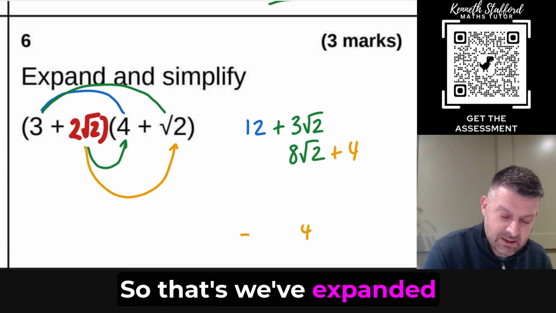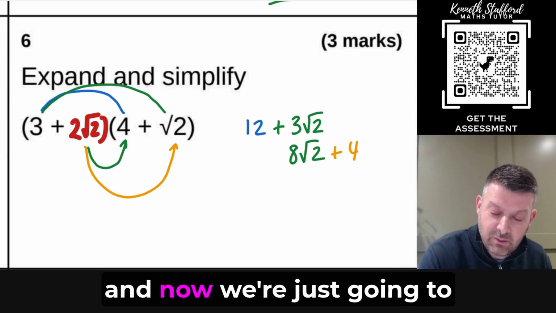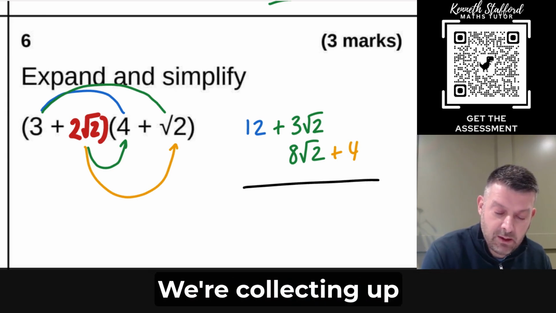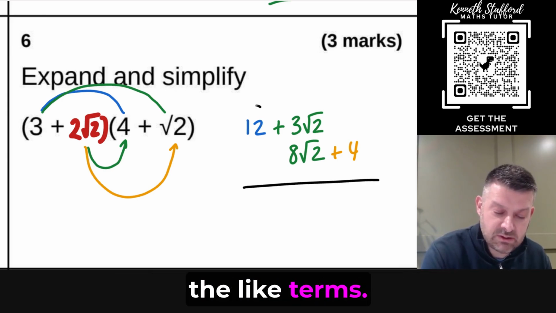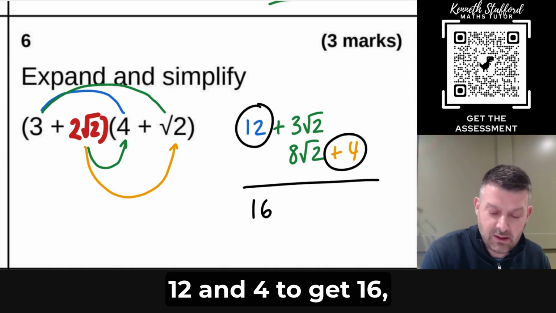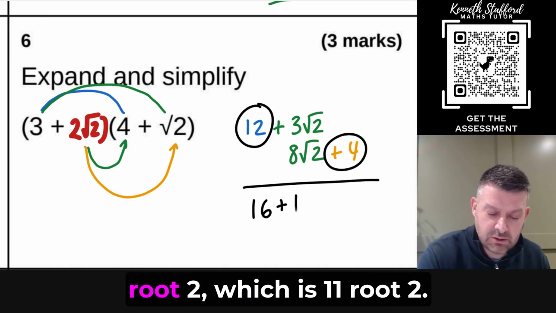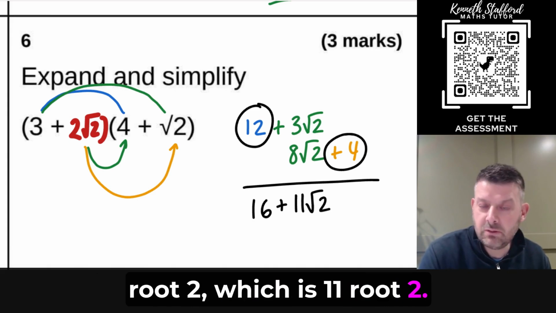So we've expanded the brackets, we've done the 4 multiplications, and now we're just going to bring it all together. We're collecting up the like terms, so we can add together 12 and 4 to get 16, and we can add together the root 2's. We've got 3 root 2 plus 8 root 2, which is 11 root 2.